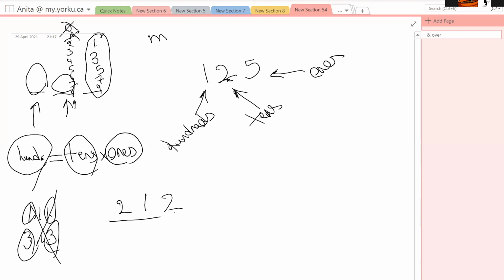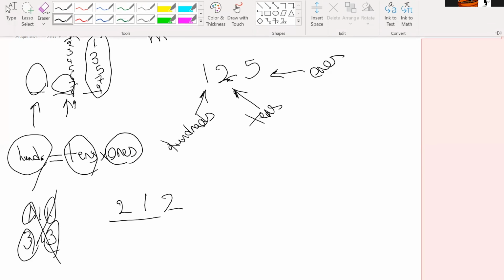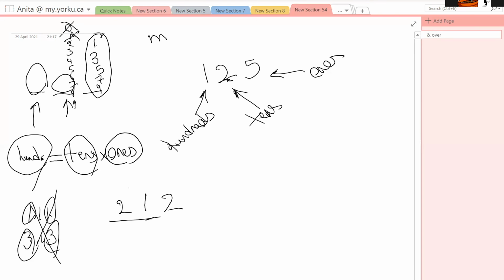Okay, but there is a problem with it. First, what is the problem? You tell me. 212, the 2 is repetitive. It says the digits have to be 3 distinct digits, right?